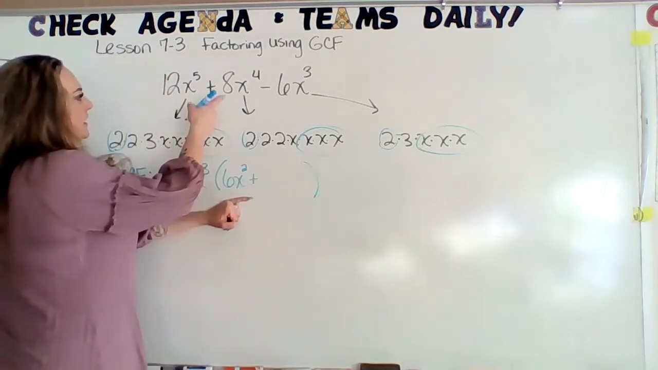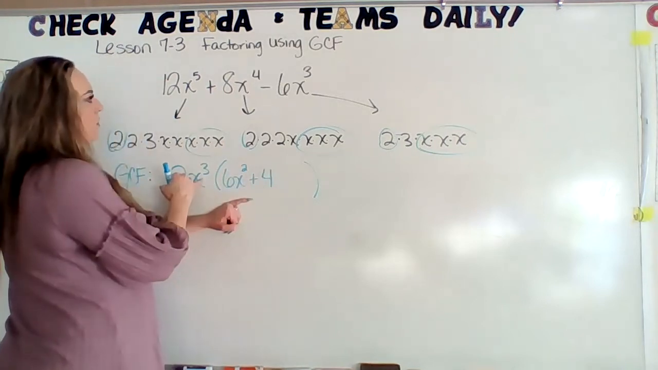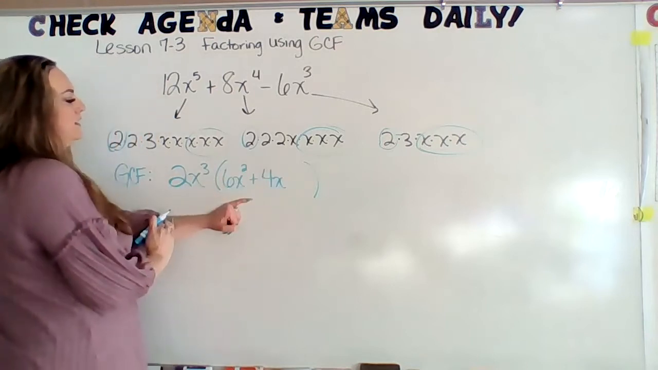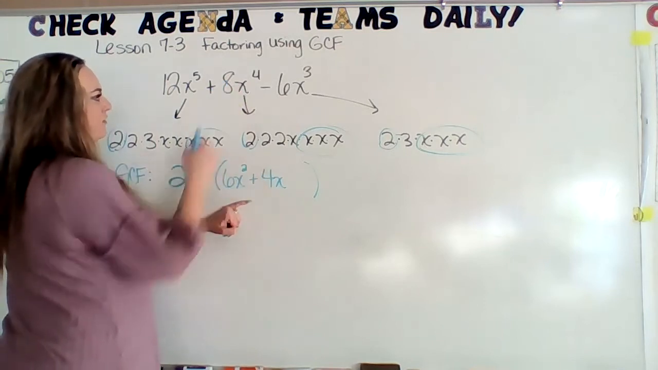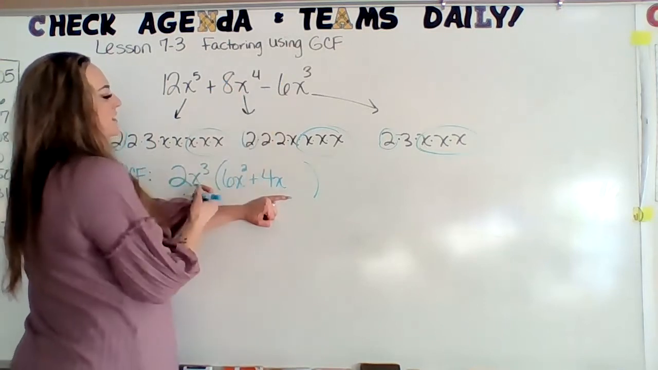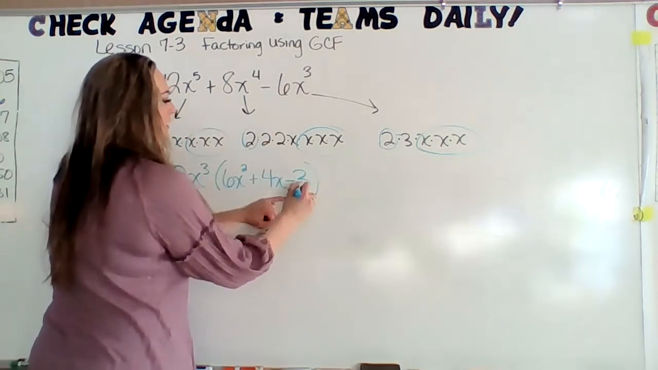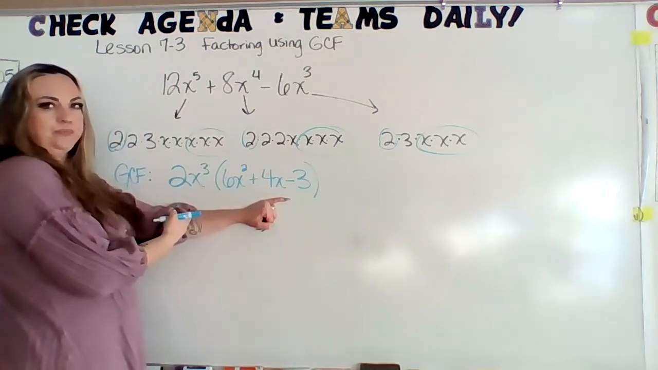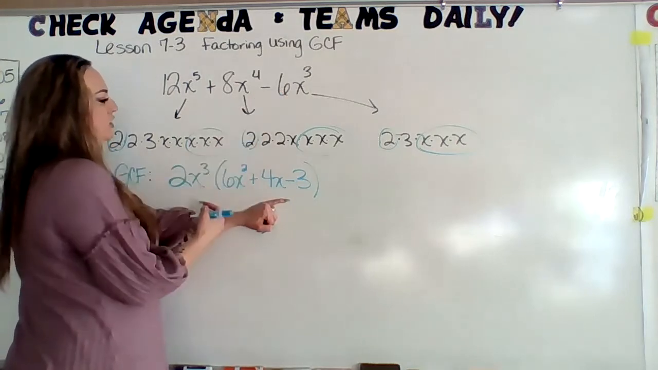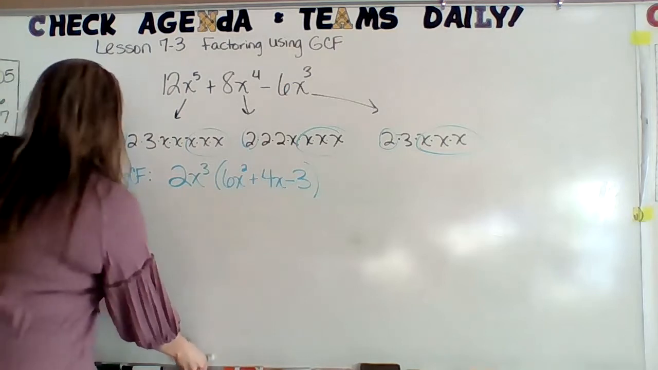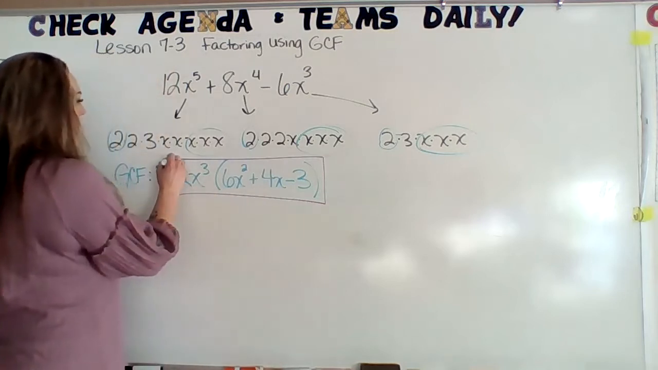Next, we'll look at getting to 8x to the 4th. Well, I would need a 4, and I need one more x, so I just do 4x. 2 times 4 is 8, and x cubed times an x gives us x to the 4th. To get -6x cubed, I just need to multiply this times -3. The x cubed is already in the term. Check it. 2 times -3 is -6, and then we have x cubed. So this is the factored form of this polynomial.